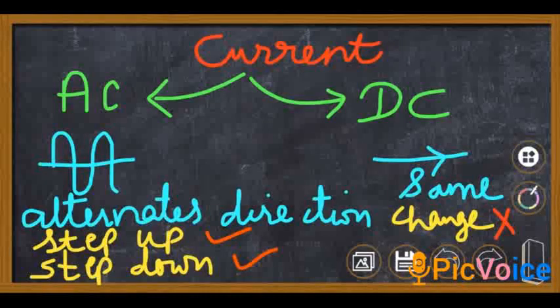Now we have learned that flowing electrons is known as current. Current is of two types, that is AC and DC. AC means alternating current and DC means direct current. Alternating current means the current changes its direction periodically. As you can see over here, it is represented as a sine wave.